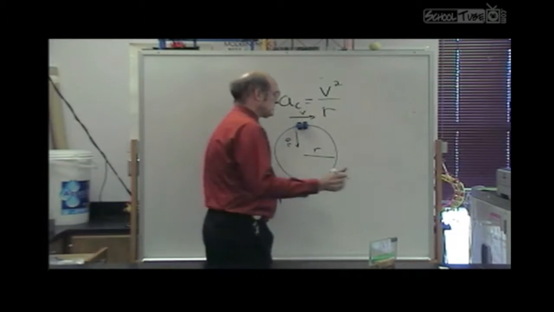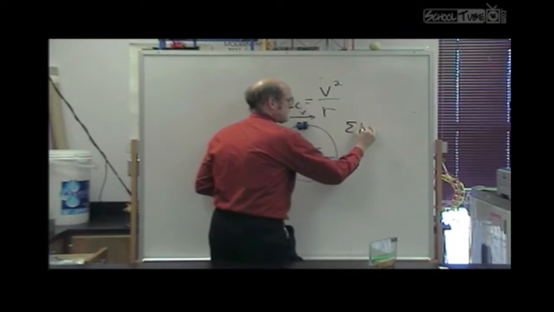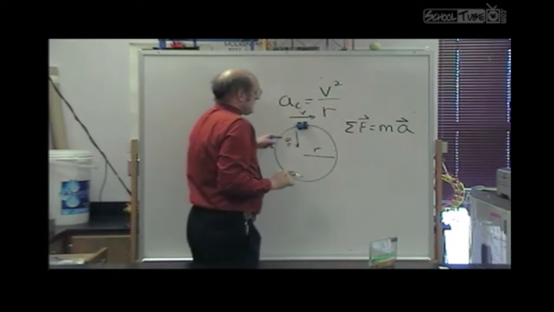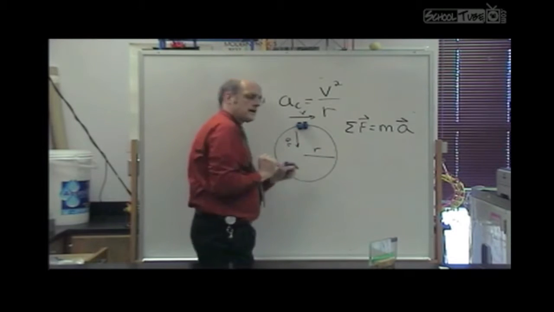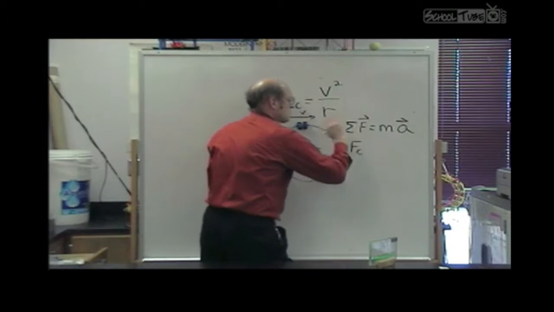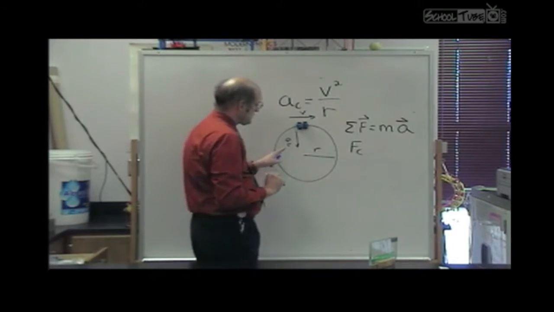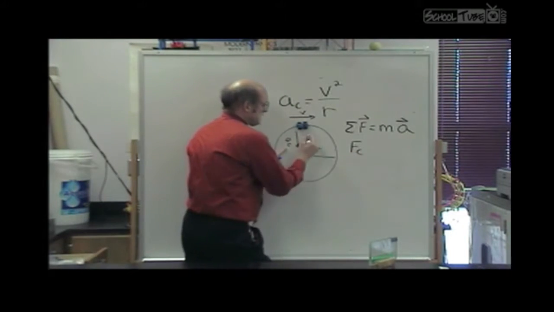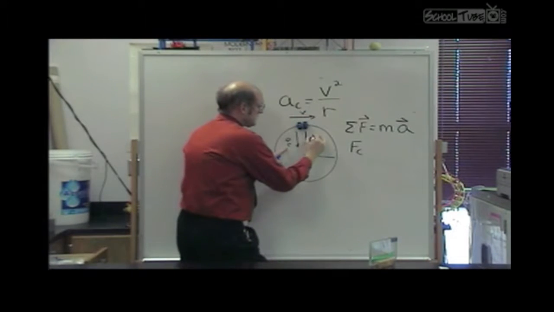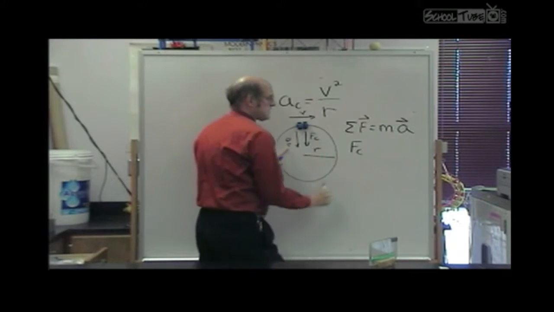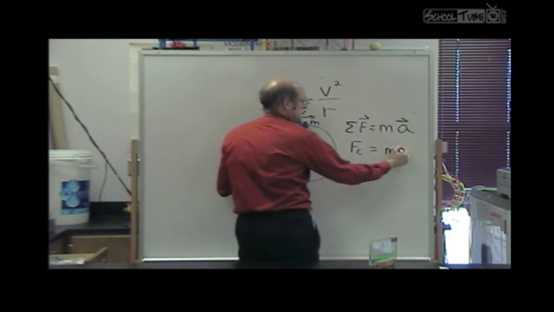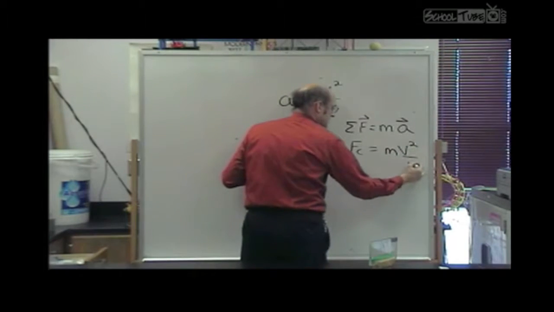From Newton's second law, sigma F equals ma, an acceleration is caused by a net force. The net force is always in the direction of the acceleration, so I'm going to call the net force that's causing the car to accelerate the centripetal force. So we have Fc then is equal to the mass of the car times its acceleration, v squared over r.